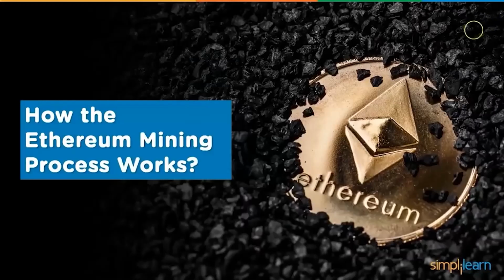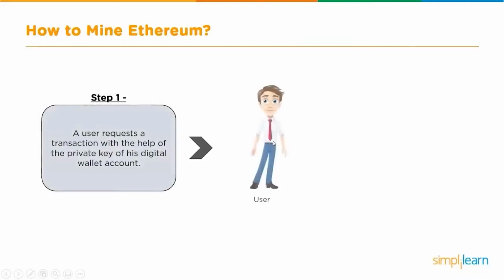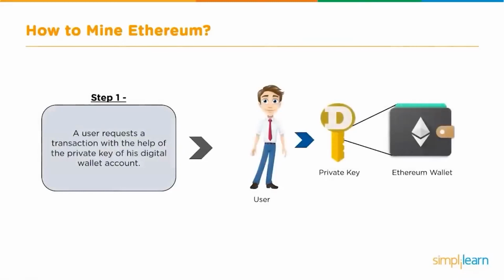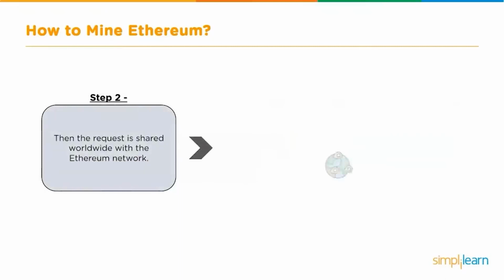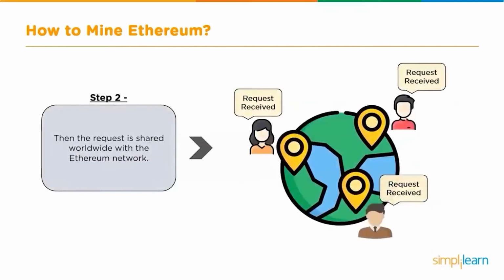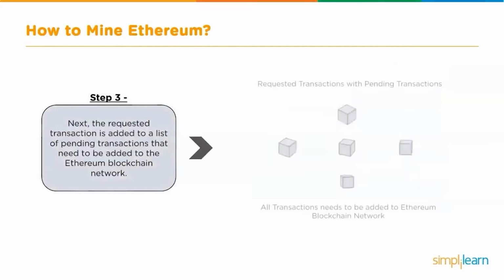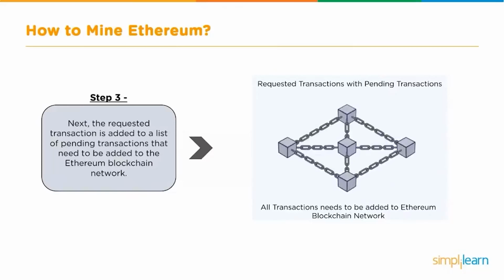Now let's understand how the Ethereum mining process works. Ethereum mining follows a specific set of steps to function. Step 1. A user requests a transaction with the help of the private key of his digital wallet account. Then the request is shared worldwide with the Ethereum network. Next, the requested transaction is added to a list of pending transactions that needs to be added to the Ethereum blockchain network.